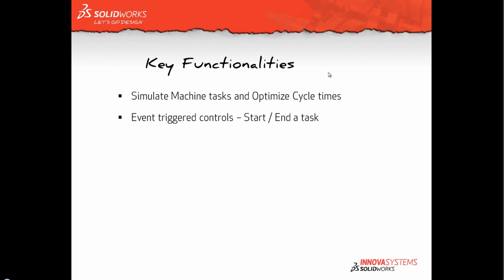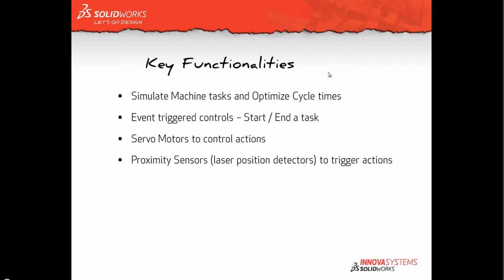Like I said before, we've got event-triggered controls. I'll bring those up as well. So we can trigger events based on the start or end of other tasks. We can also input delays, and we can also use sensors, so a proximity sensor to detect when a certain component is within a certain distance in order to trigger another event or actuation.